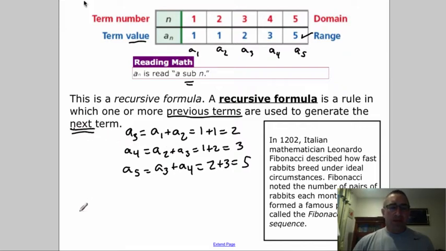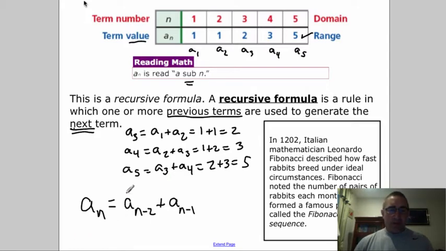Okay. Now, if we're going to write this as a formula, the next a sub n term would be equal to a sub n minus 2, 2 terms ago, plus a sub n minus 1, the previous term. And there's our formula. So if you notice, this matches up.